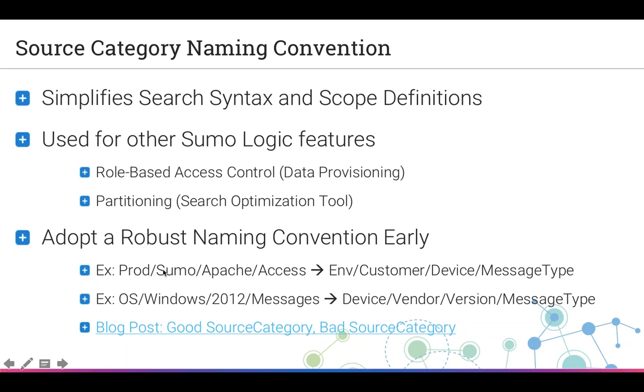I'm going to share with you slides, as I mentioned before. This is a great blog post that talks about what is a good source category, what is a bad source category. Definitely a good read when you get a chance and you start thinking about making sure that you have the right naming convention for your source category.